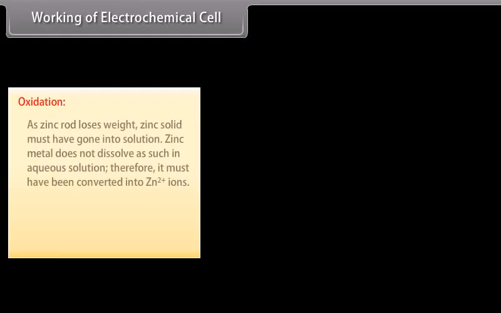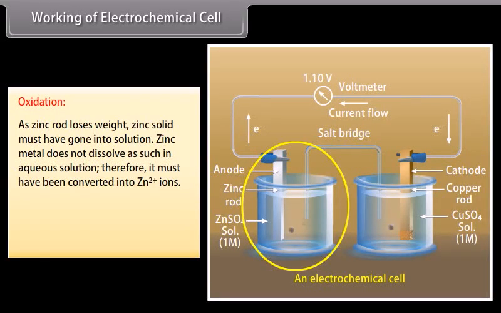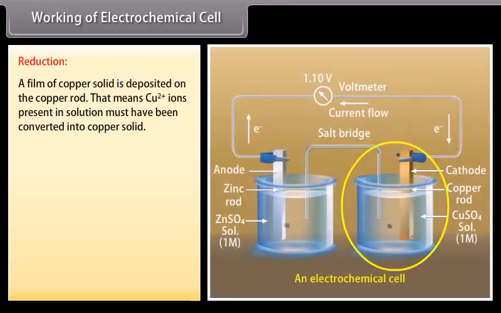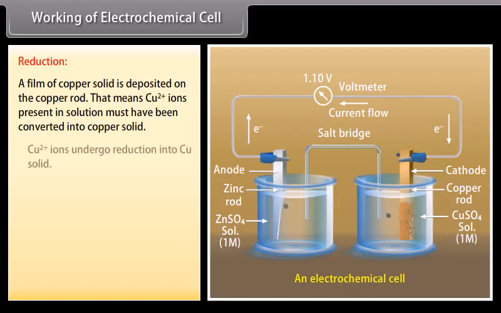Working of electrochemical cell. Oxidation. As the zinc rod loses weight, zinc solid must have gone into solution. Zinc metal does not dissolve as such in aqueous solution. Therefore, it must have been converted into zinc ions. Zinc undergoes oxidation into zinc ions. Reduction. A film of copper solid is deposited on the copper rod. That means copper ions present in solution must have been converted into copper solid. Copper ions undergo reduction into copper solid.